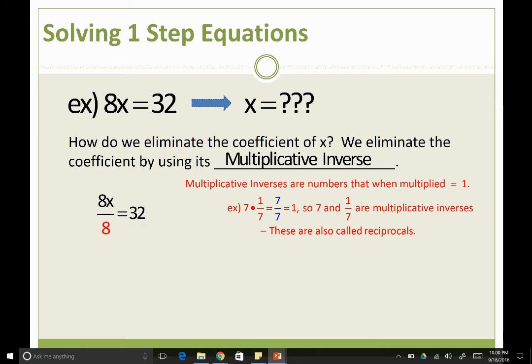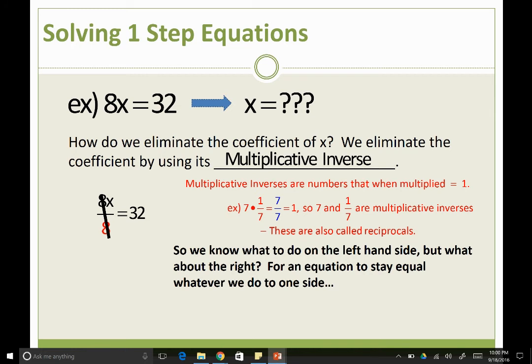So what we're going to do here to get rid of the coefficient of 8 is we're going to use the multiplicative inverse and divide by 8, which is the same thing as multiplying by 1 over 8. That's going to cancel out 8. But again, whatever we do to one side, we must do to the other. So we divide by 8, and x is going to equal 4.